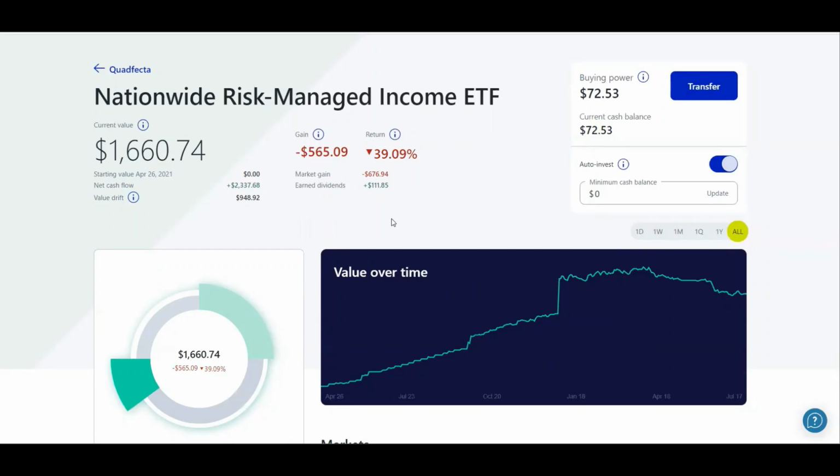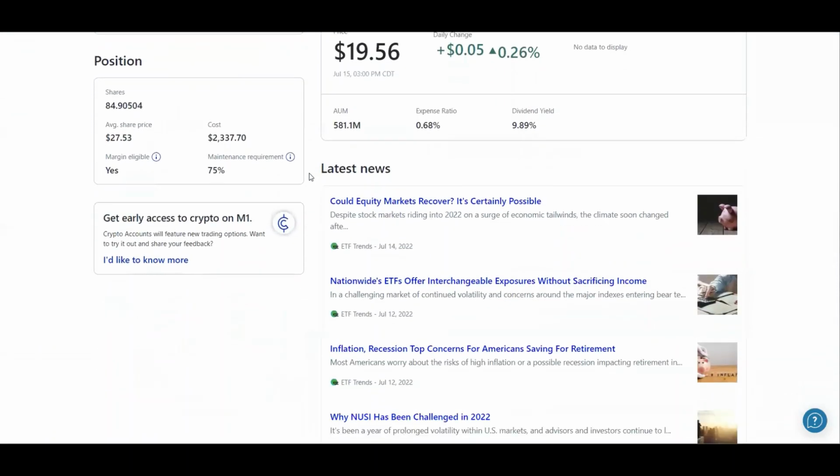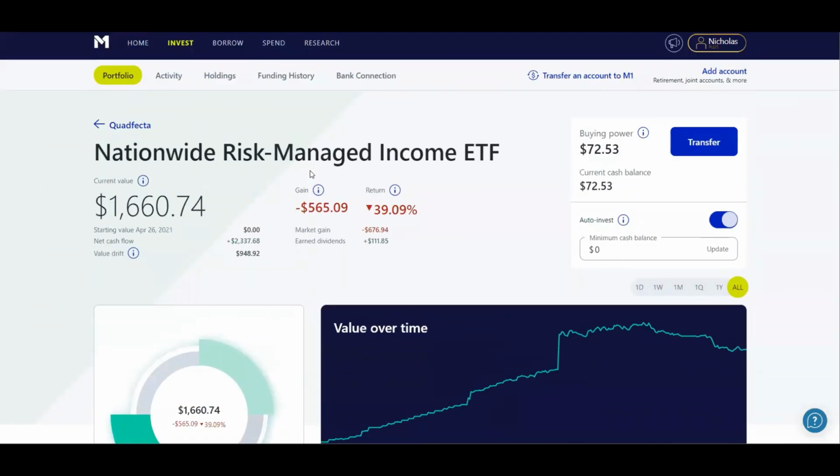income when eventually the market rises. I'd like to see if my market gain goes down and what happens to the dividend income, because it has been decreasing over the months. So that's sort of what I'm looking at.